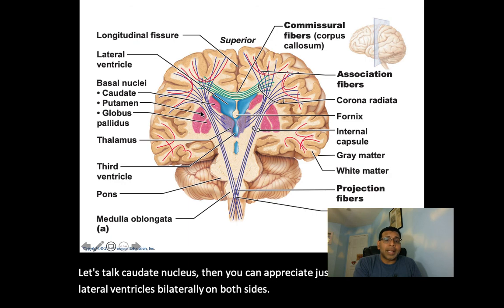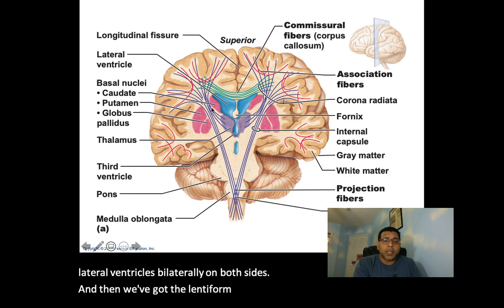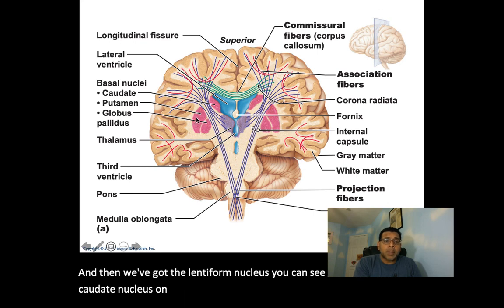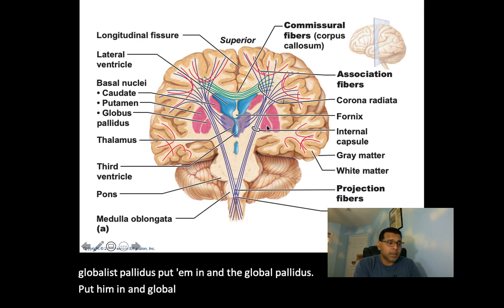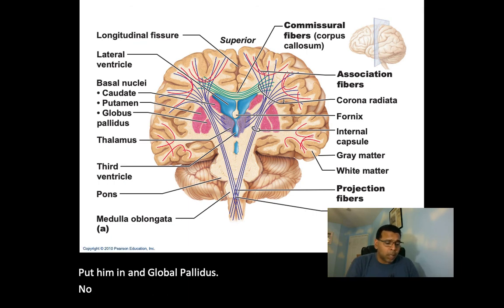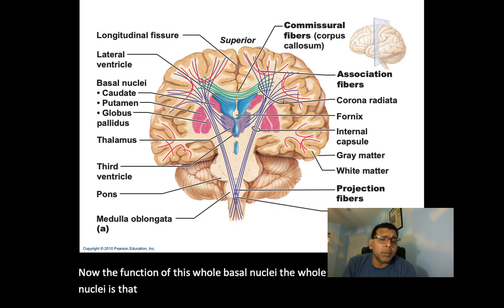And then we've got the lentiform nucleus. The lentiform nucleus, you can see inferior to that caudate nucleus on both sides. It's made up of the putamen and the globus pallidus. Now the whole function of the basal nuclei is that it influences muscle movement.